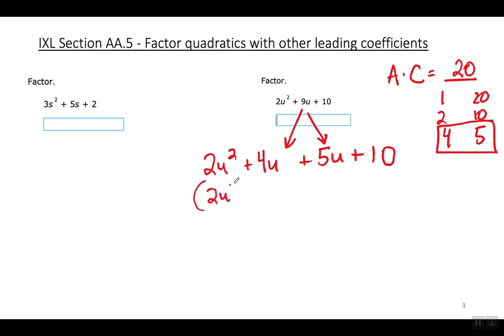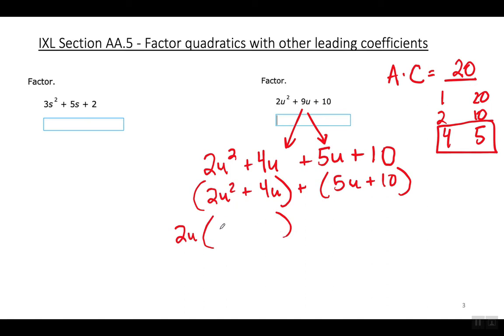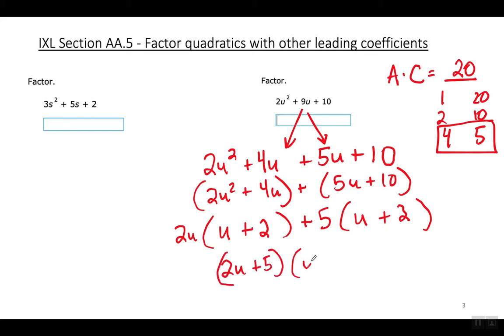So I'm going to put the first binomial in parentheses, put a plus sign, and put the second binomial in parentheses. Now the greatest common factor here would be 2u. So 2u times what equals 2u squared? 2u times u. And 2u times what equals 4u? 2u times 2. The greatest common factor here would be 5. Put the parentheses. 5 times what is 5u? 5 times u. And 5 times what is 10? 5 times 2. I know I'm right because I got the same thing in both parentheses. So my final answer is 2u plus 5 in parentheses times u plus 2.